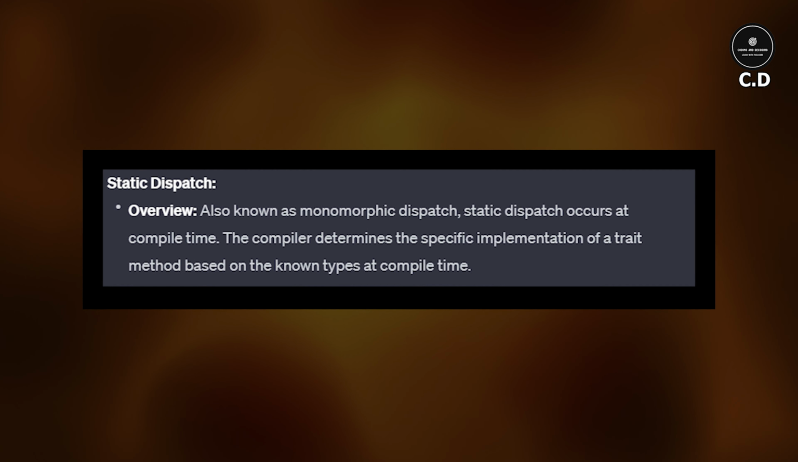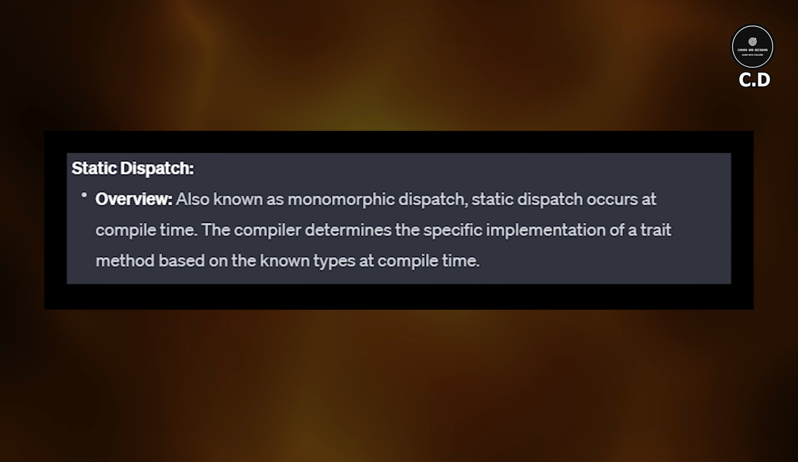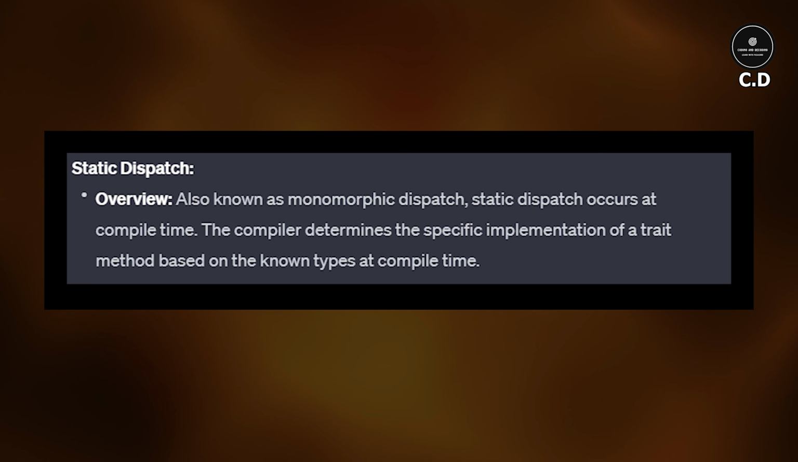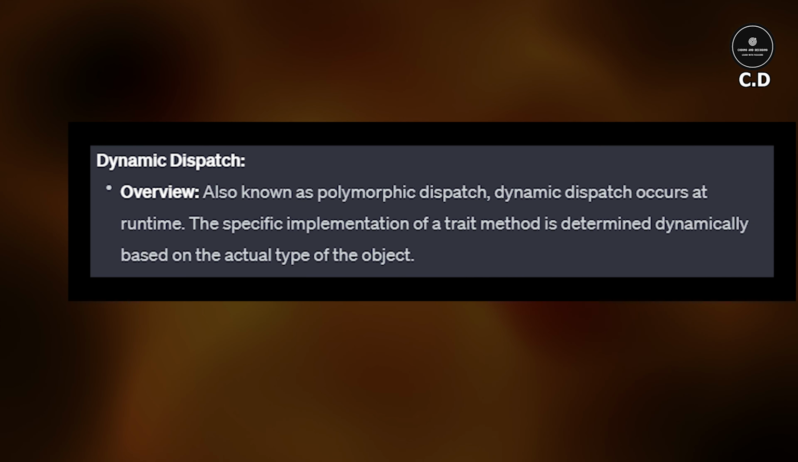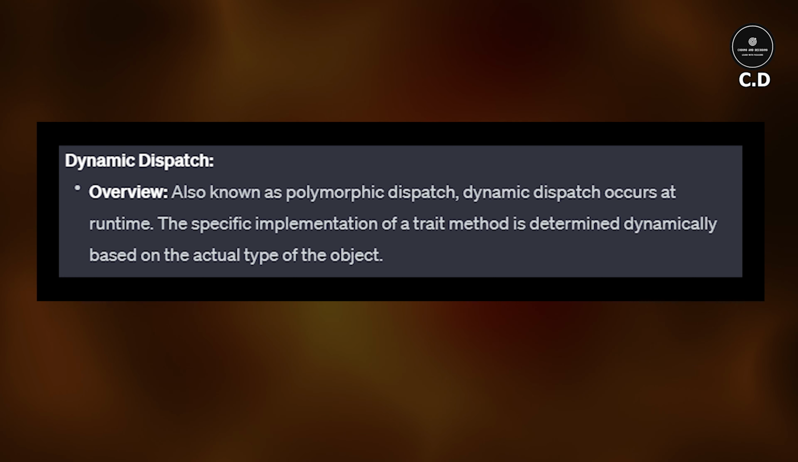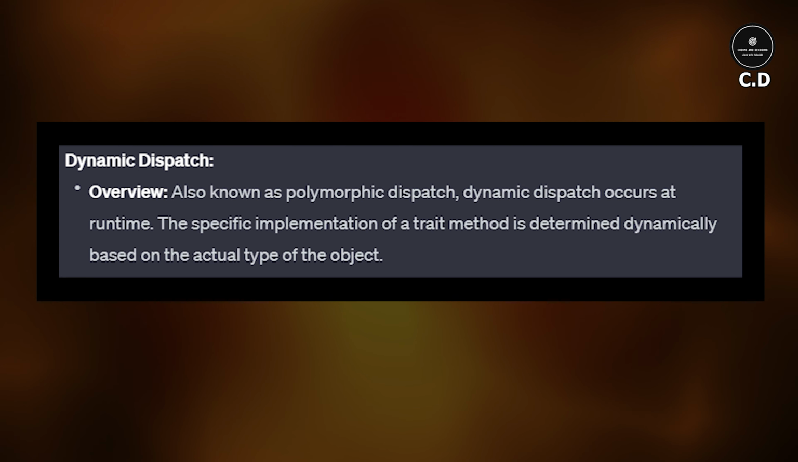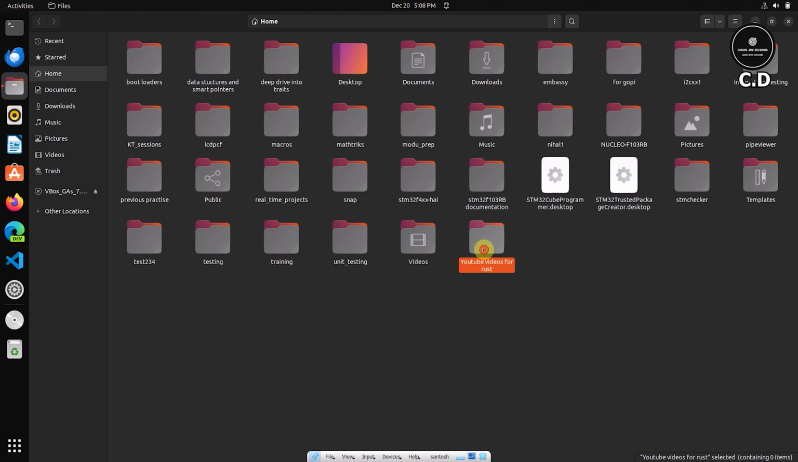Static dispatch is also known as monomorphic dispatch. Usually static dispatch occurs at compile time, and the compiler determines the specific implementation of a trait method based on the known types at compile time. Whereas dynamic dispatch occurs at runtime, and it is also known as polymorphic dispatch. Okay, let us go through some coding for better understanding.